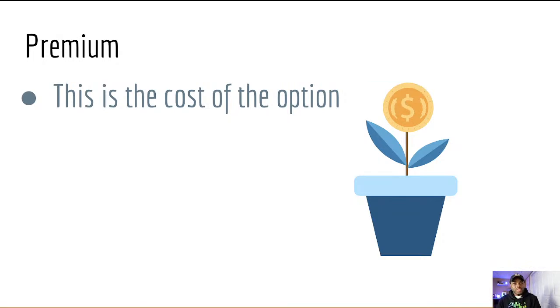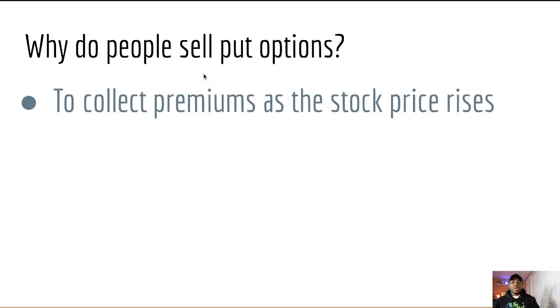A premium. This is the cost of the option. So this is the important part about why people sell options, particularly the billionaires and the people who have trillion-dollar companies. When they sell put options, they're just trying to use all of their money, their cash, to collect premiums. Now, why do people sell put options? Again, it's to collect premiums as the stock price rises generally. So when you buy a put, you expect the stocks to come down, so then you can make money that way. But when you sell a put, you make the most profit when the stock goes up.